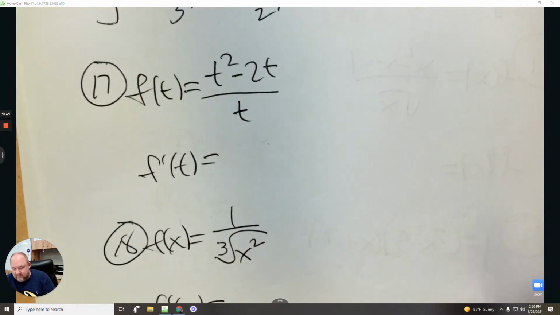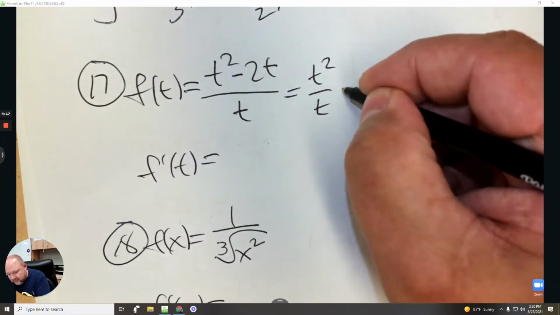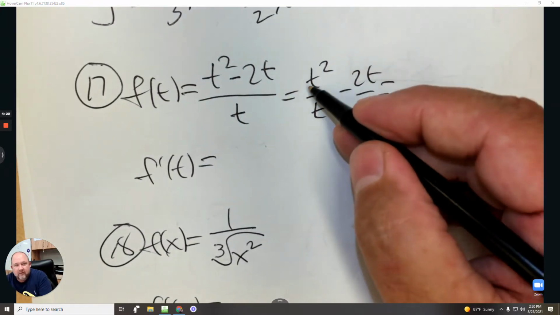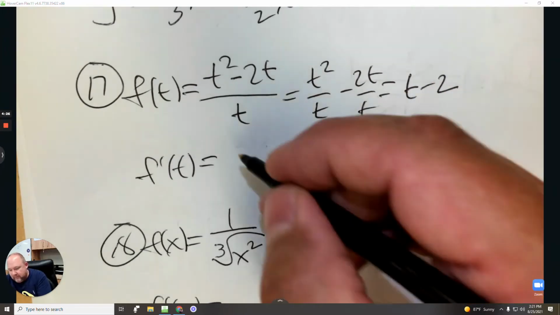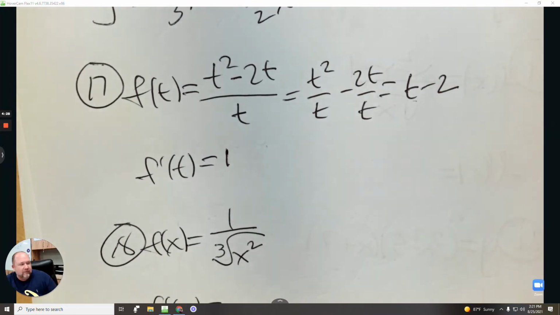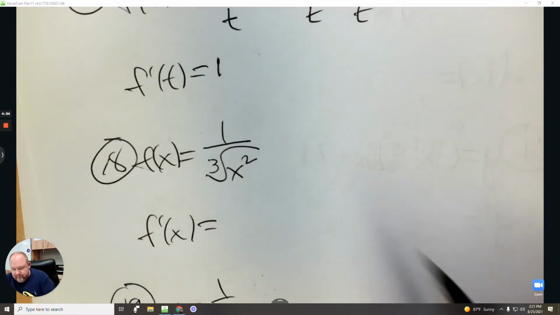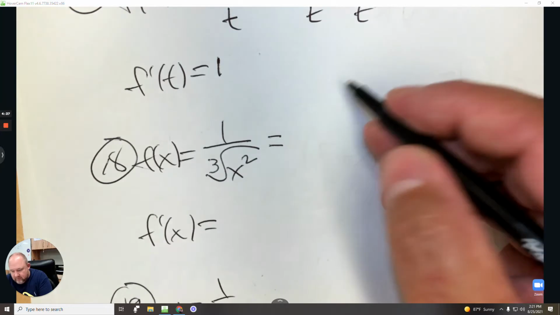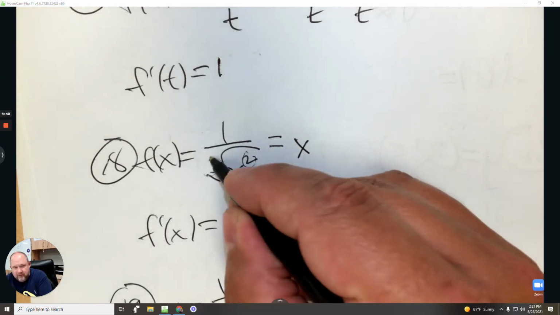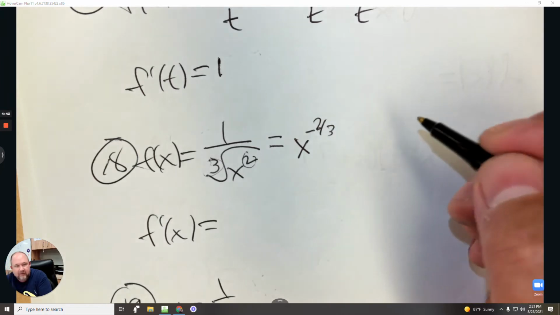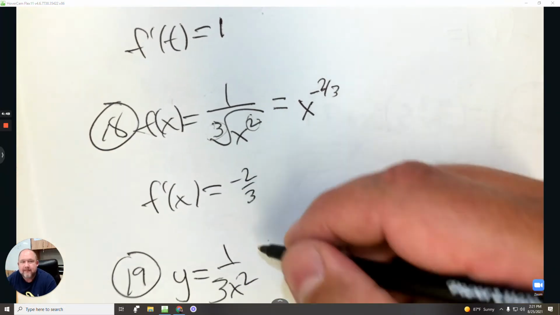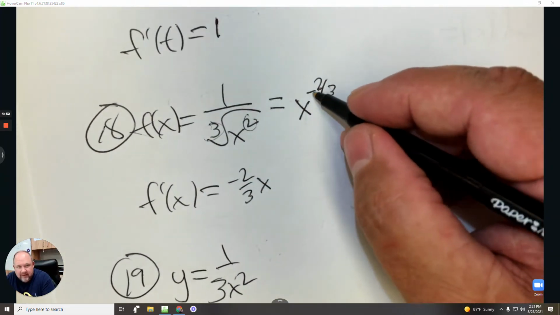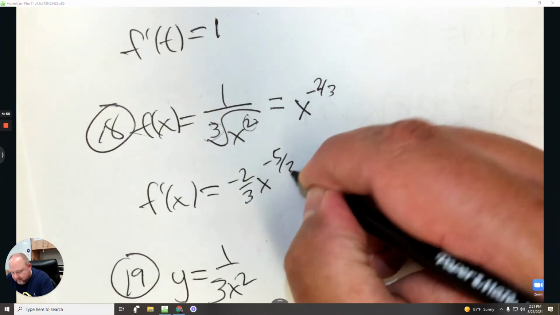Number 17, we're going to write this as 2 fractions and simplify it. So this simplifies to t, and this simplifies to negative 2. The derivative of 1t is 1, and the derivative of negative 2 is 0. Write this calculus friendly. So it's x. It's 2 over 3, but it's negative because it's in the denominator. Now take the derivative. So negative 2/3 times 1. Subtract 1 from the exponent, negative 2, take away 3. And you've taken the derivative.